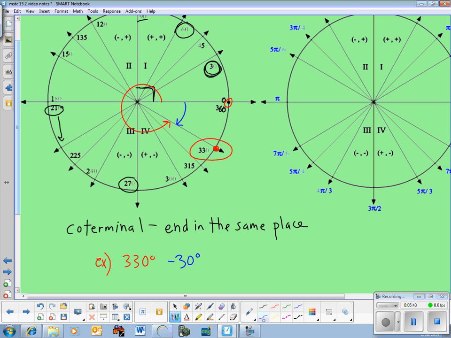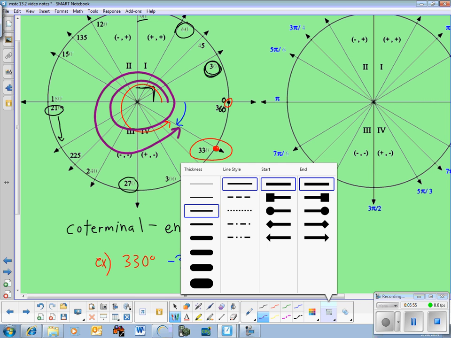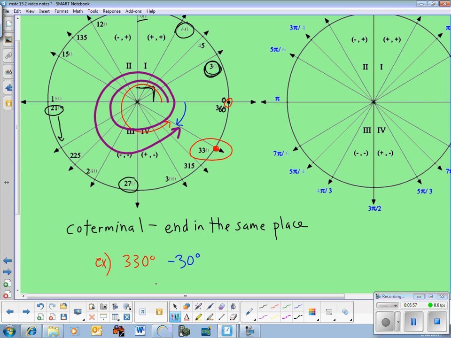How about this? What if I start, go all the way around once, and then go to 330? So another coterminal angle with 330 and negative 30 would be 360, a full revolution, plus 330 more. That's 690. So 690 is coterminal.